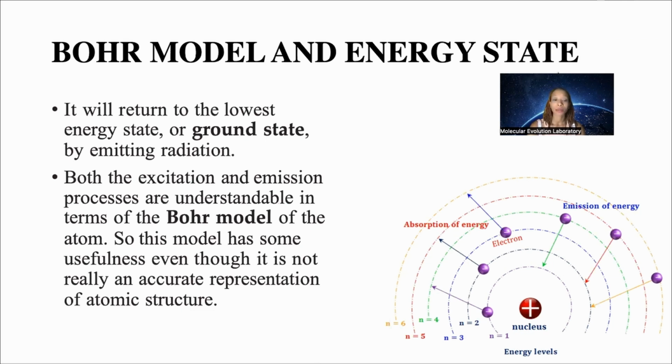Both the excitation and emission processes are understandable in terms of the Bohr model of the atom. So the model is basically useful, even though some of the details are not accurate. These are the different energy levels: n=1, n=2, n=3, n=4, n=5, and 6. And as we know, this is the lower energy state. When it goes into the lower energy state, it releases a photon. And when it absorbs energy, it goes into a higher energy state.